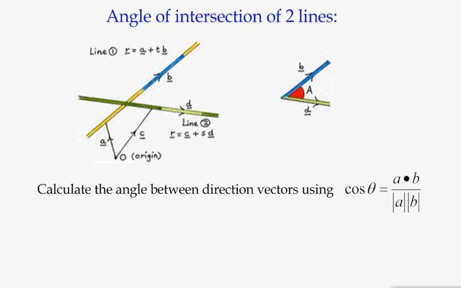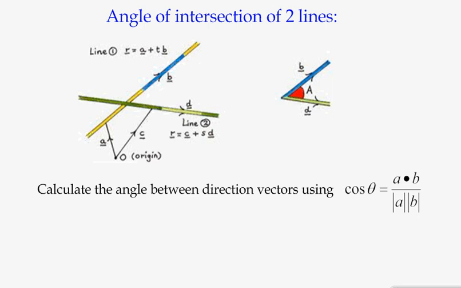Okay, this is the first of three examples looking at the angles of intersection between lines and planes in three-dimensional space. So, first example, which is example 16 in our notes here, is about how we work out the angle of intersection of two different lines.